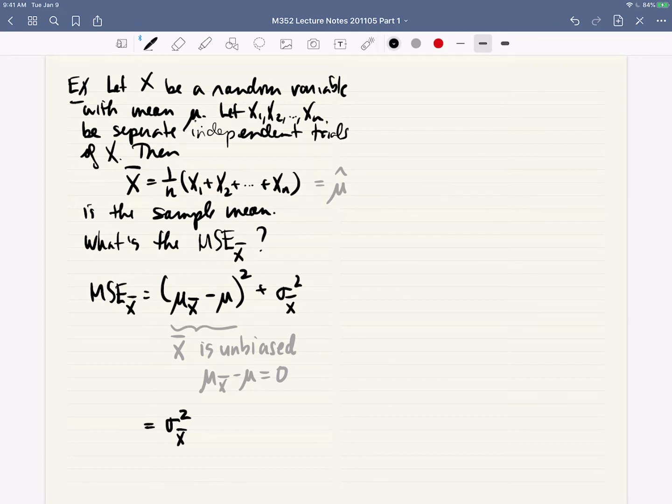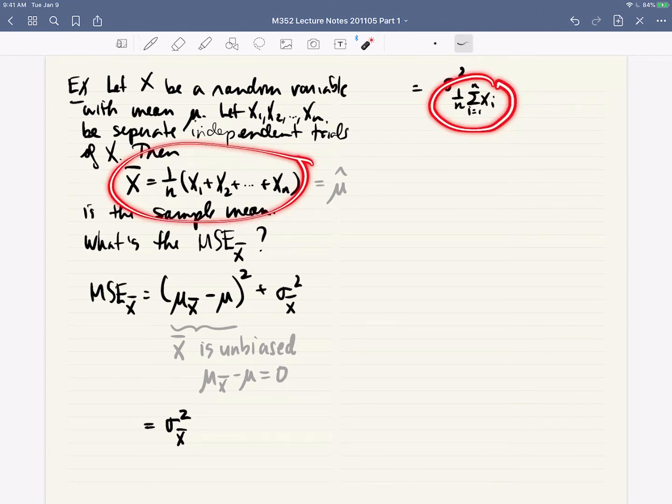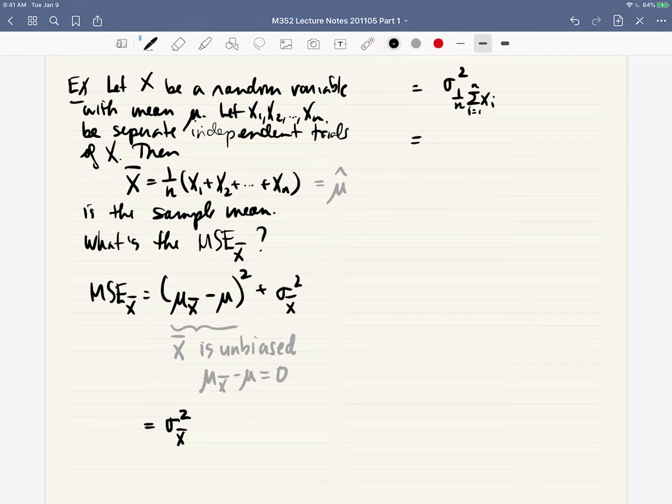So we'll go back to our lecture from last time where we talked about linear combinations of random variables. Here the variance of our sample mean is the variance of 1 over n times the sum of the xi, where i goes from 1 to n. This is the formula right here. So I've got a scalar 1 over n. I can pull that out as a multiplier on my variance. It comes out as a 1 over n squared.